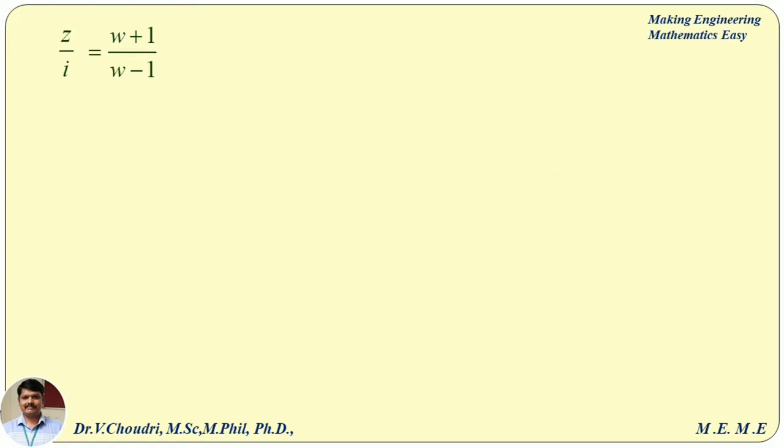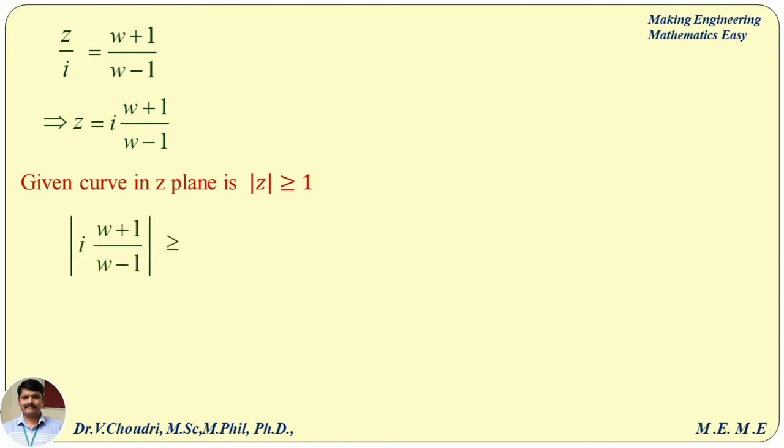Now we bring this i to the right hand side. Therefore, z equals i into w plus 1 divided by w minus 1. This is the required z. The given curve in the z plane is modulus z greater than or equal to 1. Now we are going to substitute z values in this equation.